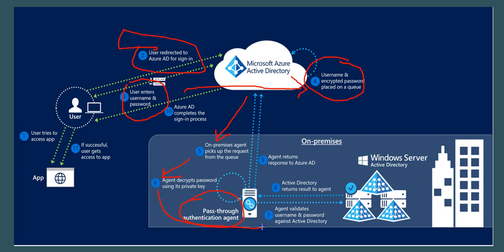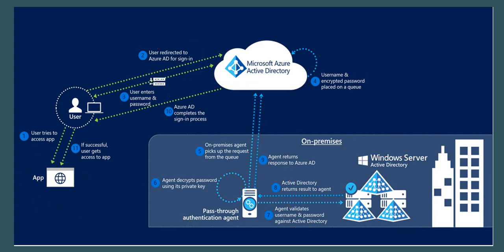Then it comes here to step number 7. The agent validates the username and password against Active Directory, your on-premise Windows AD. Then Active Directory returns the result to the agent. The agent returns the response to Azure AD here. Then Azure AD completes the sign-in process, and after the successful process, the user gets access to the app.